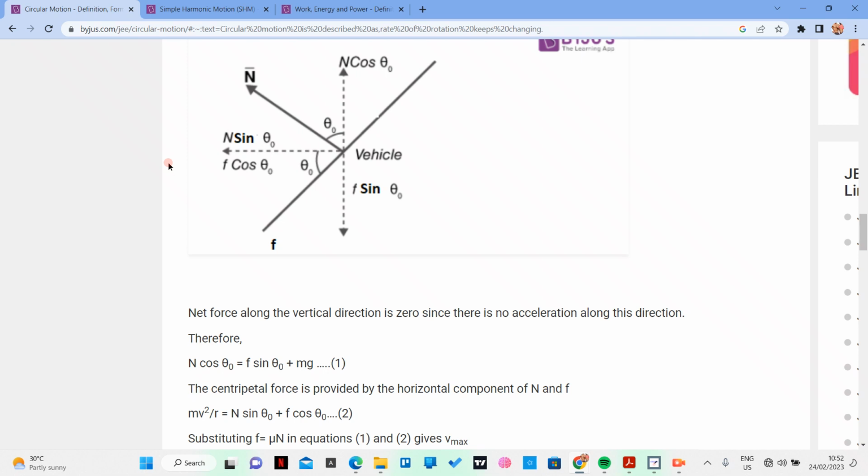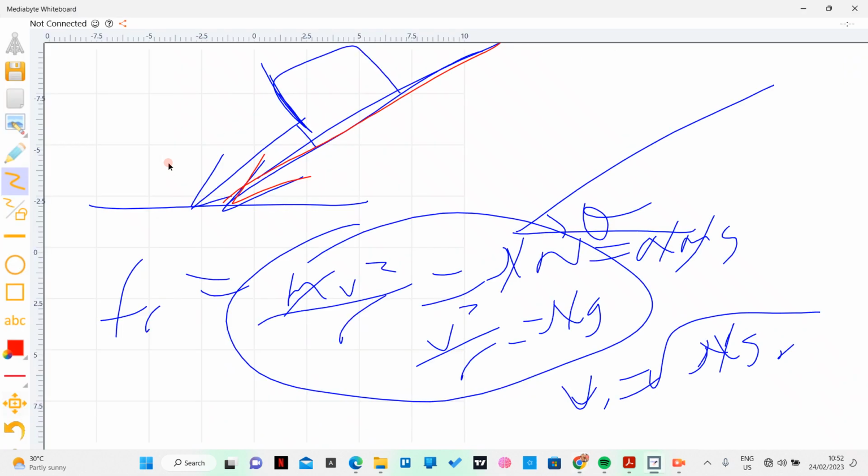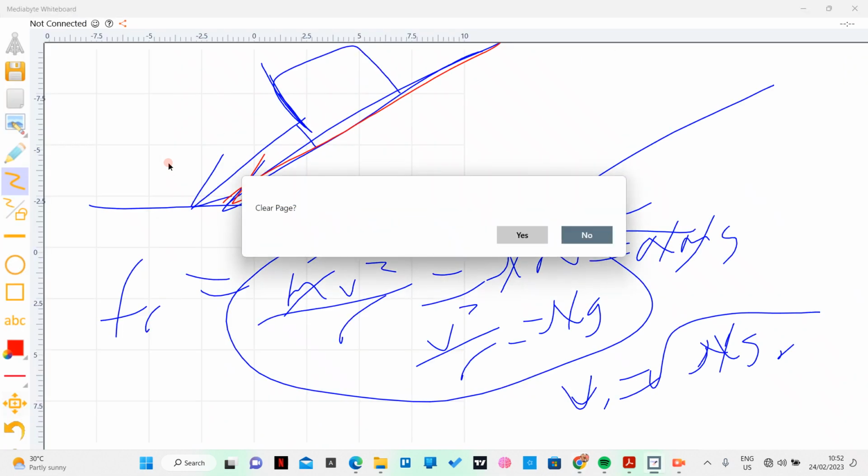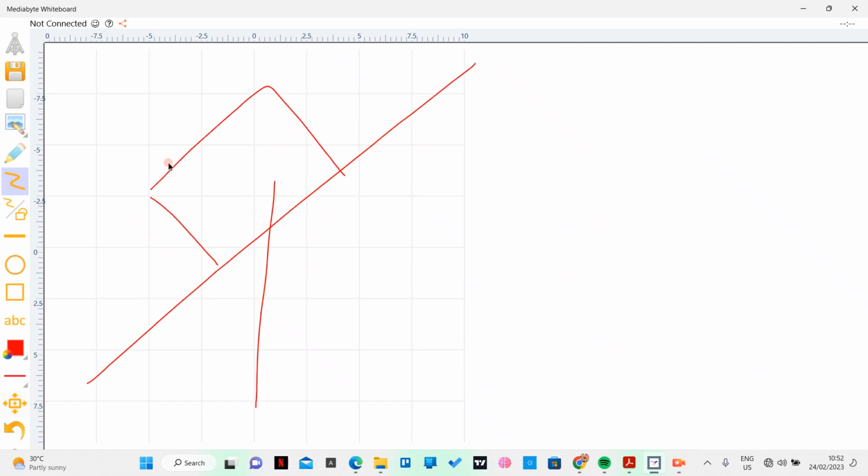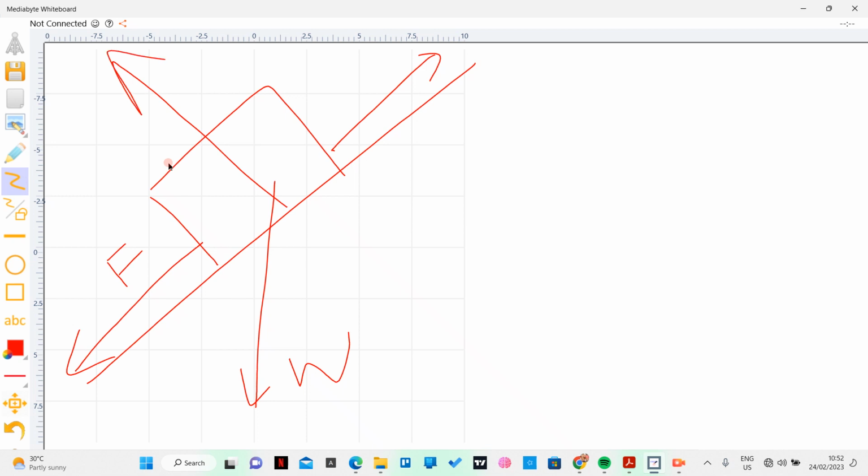Since the frictional force is inclined at an angle, something like this. Let me clear this. So you have the weight acting downwards. Now there will be frictional force. Actually the frictional force is in this direction, but just maintain that. And then there will be normal reaction. Normal reaction is always perpendicular to the surface, regardless of whatever reason.